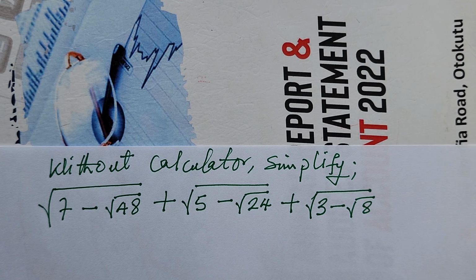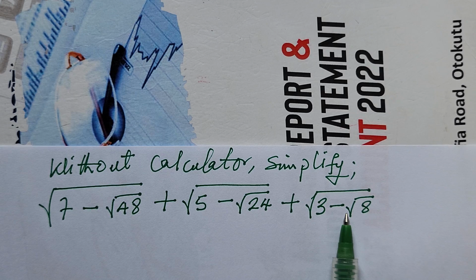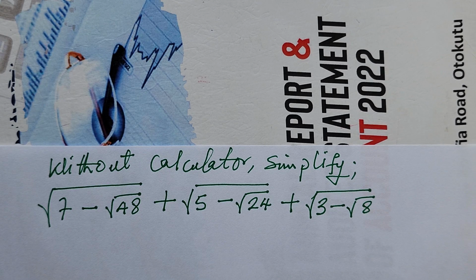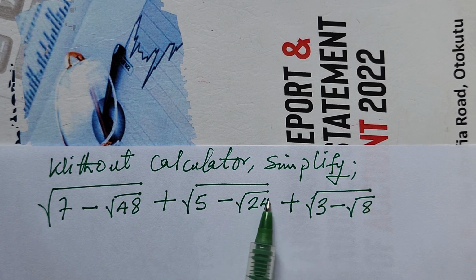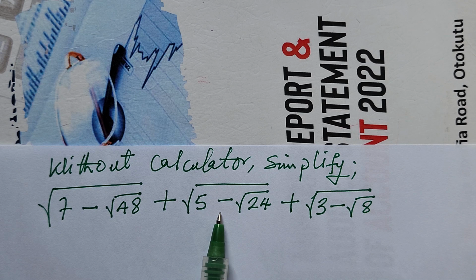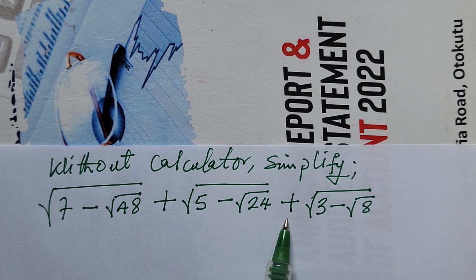We have been asked to solve this radical challenge without the use of the calculator. Without a calculator, simplify the square root of 7 minus the square root of 48 plus the square root of 5 minus the square root of 24 plus the square root of 3 minus the square root of 8. So how do we simplify this without the calculator?